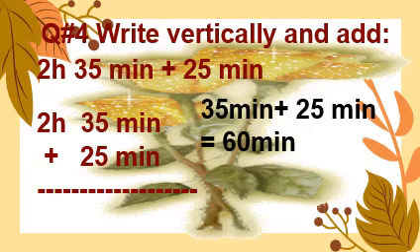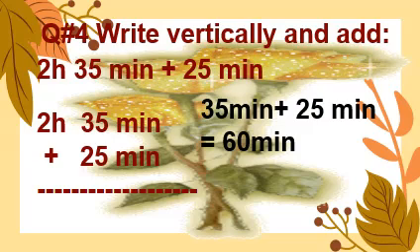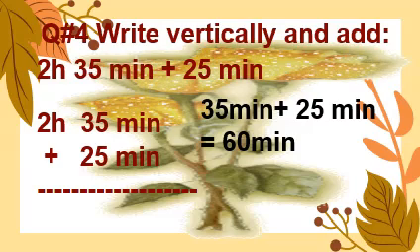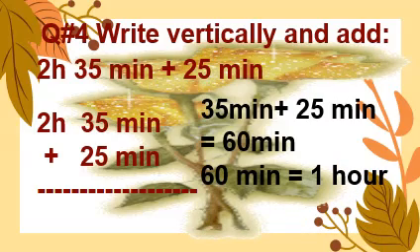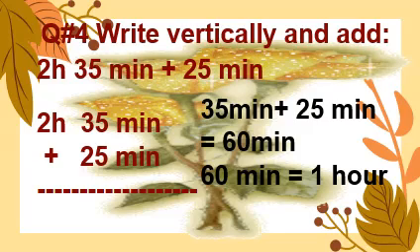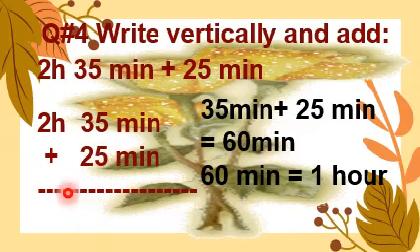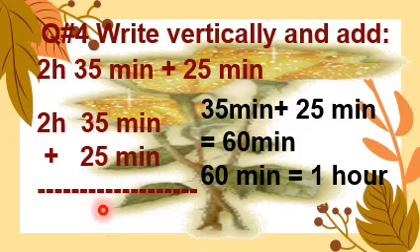And as we discussed in the rules of addition, when we get 60 minutes or more than 60 minutes, then we will carry 1 hour to the hour column. When we add 35 and 25, we will get 60 minutes. If we get 60 minutes, it means we will not write 60 minutes in the minutes column because 60 minutes is equal to 1 hour. So we will carry 1 hour to the hour column.